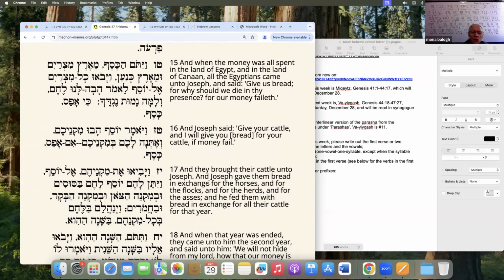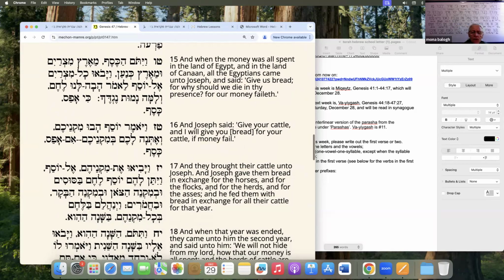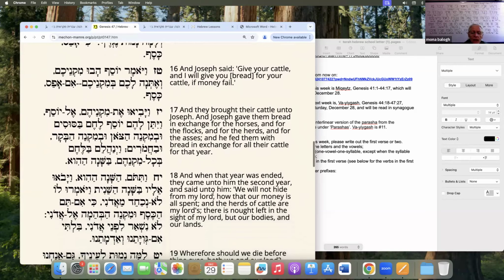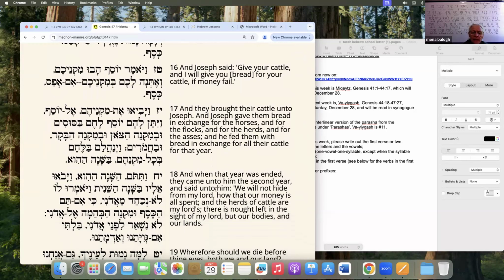And they brought their cattle to Joseph, and Joseph gave them bread in exchange for the horses, and for the flocks, and for the herds, and for the asses. And he fed them with bread in exchange for all their cattle for that year, not just cattle, all their livestock. And when that year was ended, they came to him the second year and said to him, "We will not hide from my lord how that our money is all spent, and the herds of livestock are my lord's. There's nothing left in the sight of my lord but our bodies and our lands."